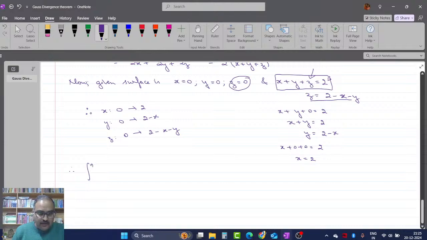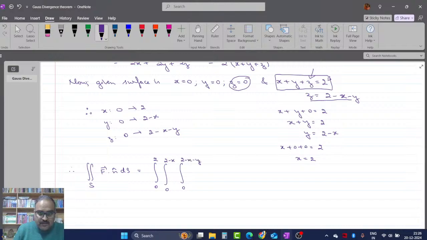Therefore, the surface integral of F vector dot n cap into dS will be equal to the volume integral. I am taking x from 0 to 2, then y from 0 to 2 minus x, then z from 0 to 2 minus x minus y, into the divergence of v, that is 2 times (x plus y plus z), into dz, then dy, and then dx. I think this step is clear to everyone.